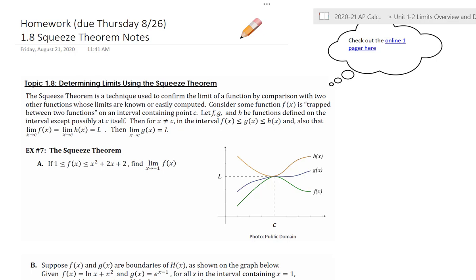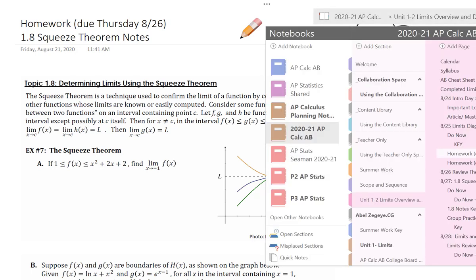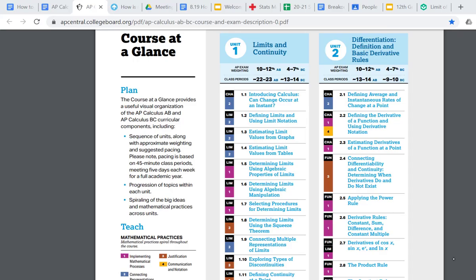Alright guys, so today we're going to be talking about the squeeze theorem, and you'll notice over the course of this week the notes aren't necessarily going to line up with the days because you guys have already done limits.